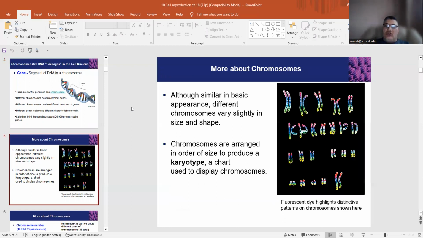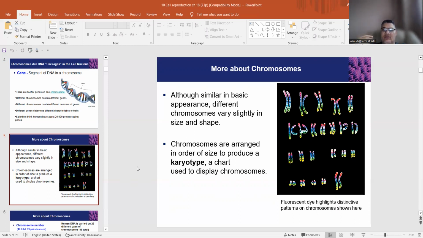Now, how many chromosomes do we have in our cells? We have this set of chromosomes, which is 23 pairs. So the total number is 46, but it's not scattered. It is arranged in pairs. What you see here is something called a karyotype, and you need to understand that.